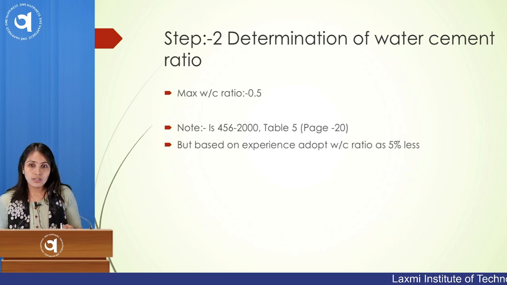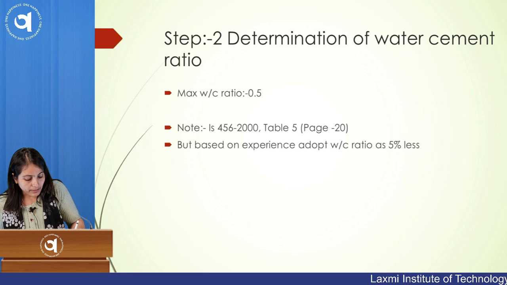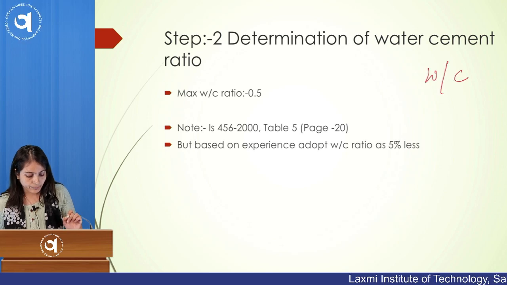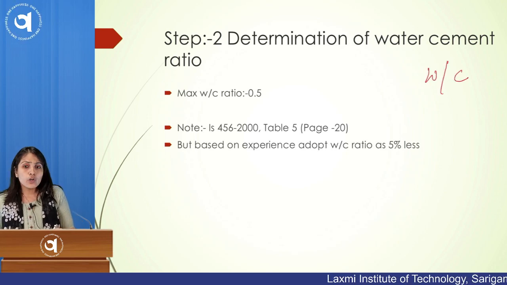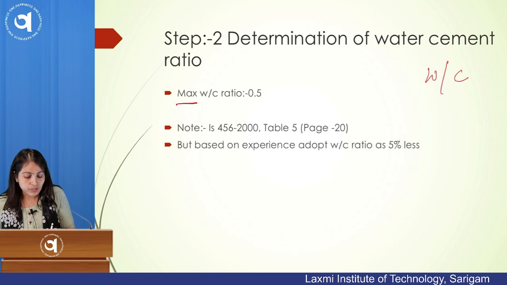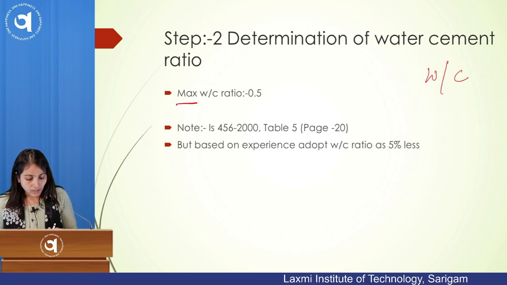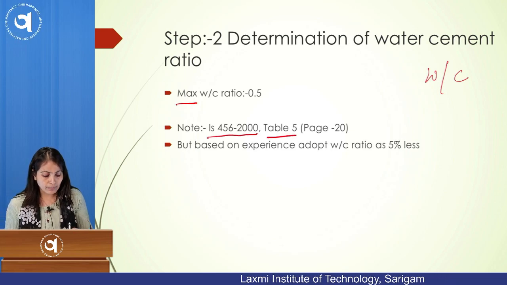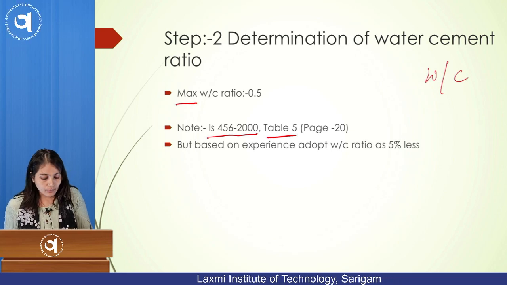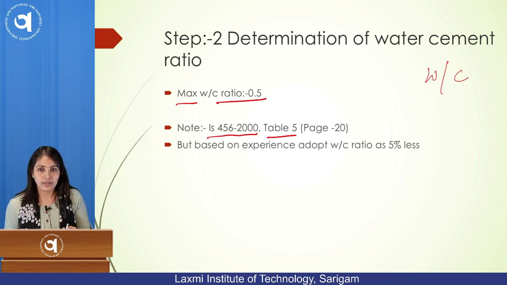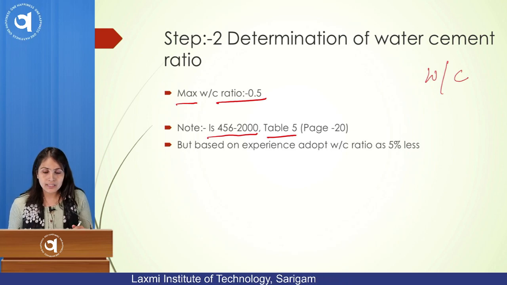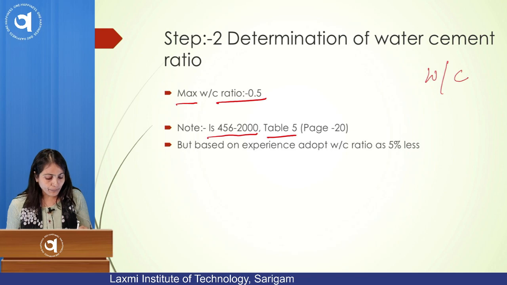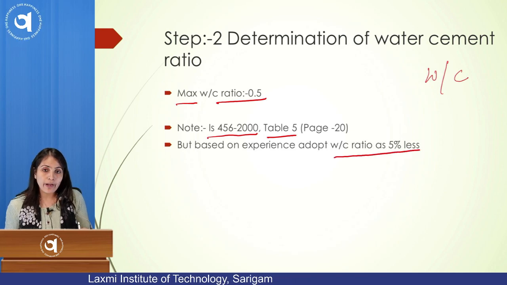So step 2 is the water cement ratio, means W by C we will find. What is W by C? So this also we have, water cement ratio. The maximum water cement ratio is 0.5 according to your IS 456 table 5. If you visit table 5 on page 20 of IS 456, your maximum water cement ratio is 0.5. Okay. But based on our practical experience, we adopt the water cement ratio as 5% less.